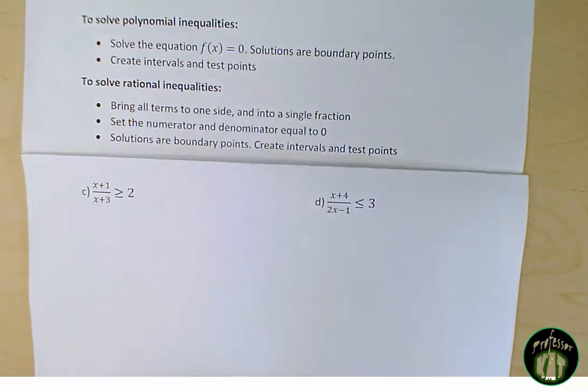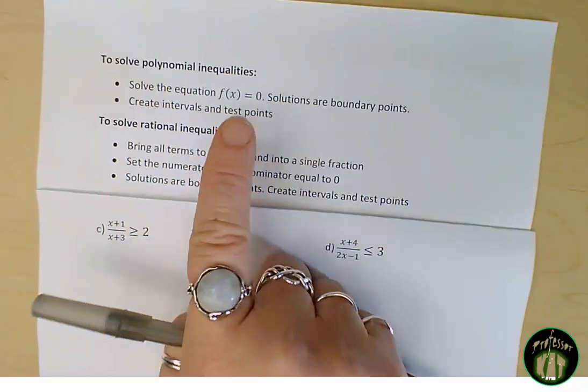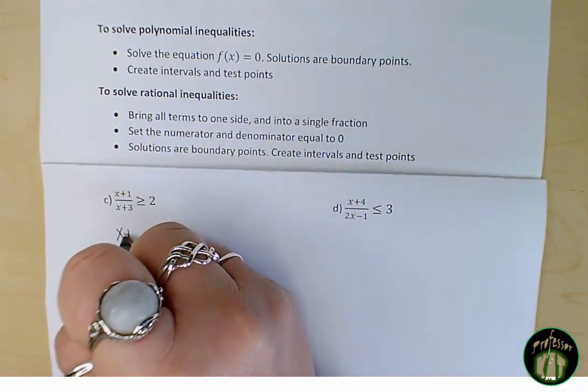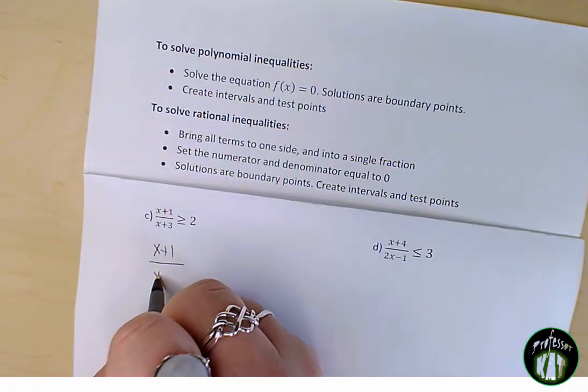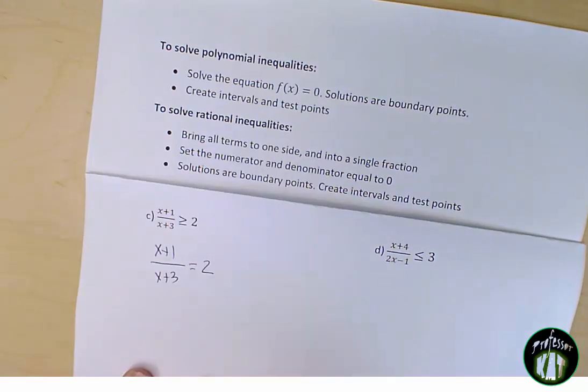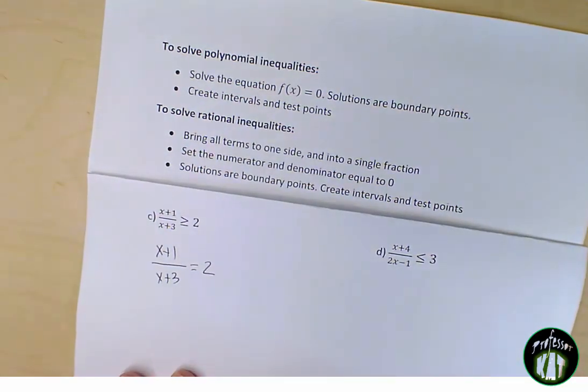Now, the process for solving rational inequalities is just a little bit different here. So we still want to solve the equation f of x is equal to 0. So we're going to take this rational inequality here. We're going to get rid of our inequality symbol and set it equal to, well, this one's set equal to a 2 currently.